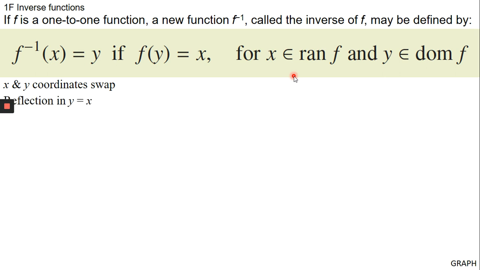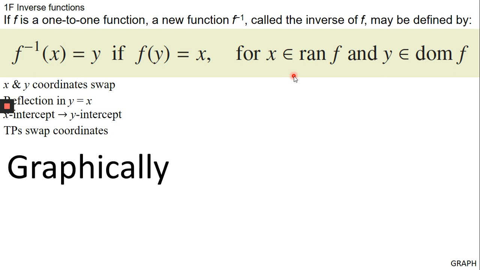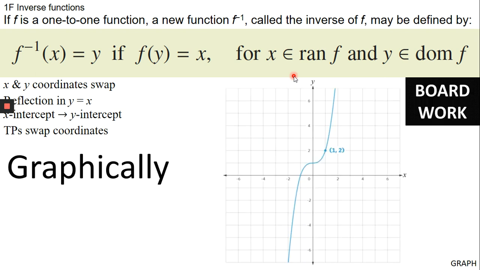The x and y coordinates swap. There's a reflection in the line y equals x. The x-intercept and the y-intercept swap. The turning points swap, if there is one. Graphically, what does it look like?